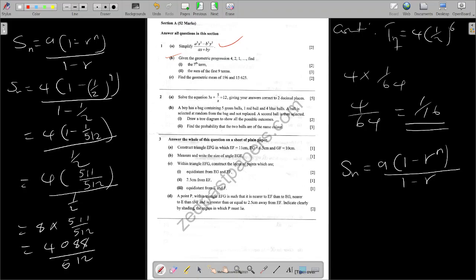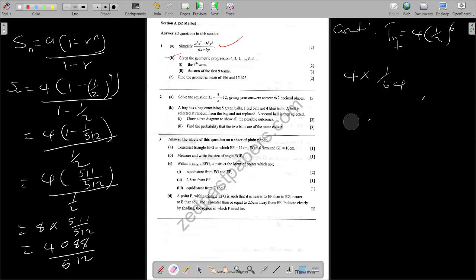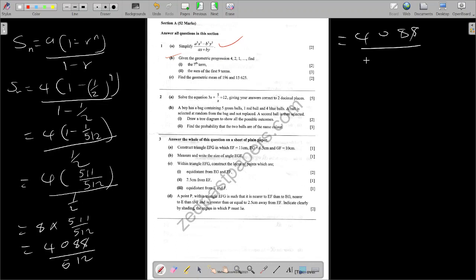So let's cancel this side. Let's delete this side. Okay, so can we delete this side? We can delete this side. Okay, and then let's continue. The continuation is this side. So we have 4088 divided by 512.